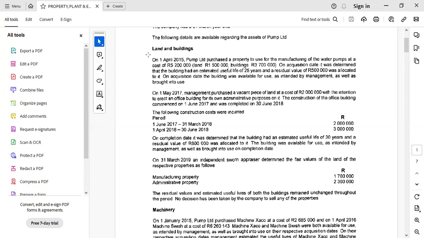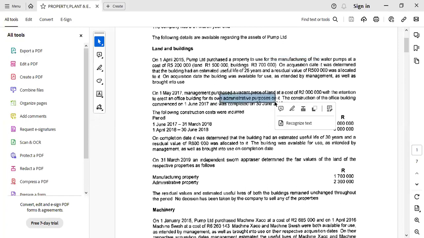Right. Then they said on completion date, it was determined that the building had an estimated useful life of 30 years and a residual value of 800,000 was allocated to it. The building was available for use as intended by management as well as brought into use on completion date. That is on 30 June 2018. So we have two buildings. This one for manufacturing and this one for administration.